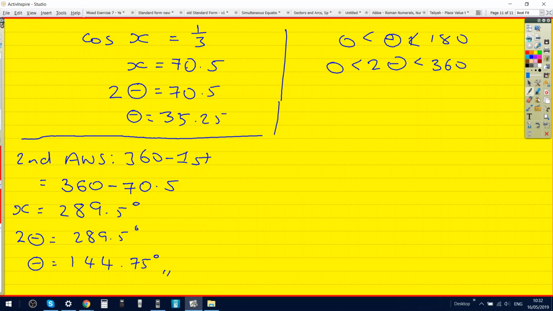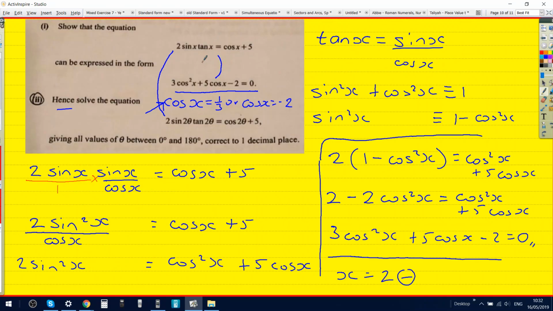So this one, it's definitely a quadratic. The only trick is it's not x equals, it's cos x equals. With your two answers, one of them is outside the range, so we don't worry about that. And the other one, cos x is a third. Basically, you just solve it, and then halve your answers, because if you spot the difference, 2 sine 2 theta tan 2 theta, the x is equal to 2 theta. Any questions there?